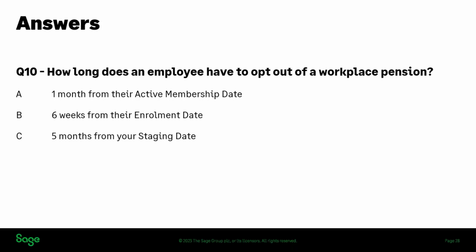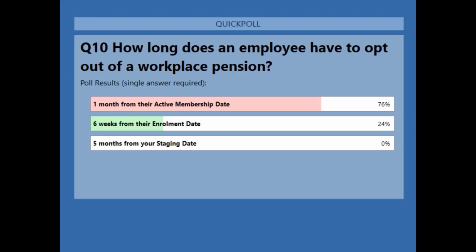Okay, so question number 10. How long does an employee have to opt out of a workplace pension? Was it 1 month from their active membership date? Was it 6 weeks from their enrollment date? Or was it 5 months from your staging date? So once again, we shall share the results. And once again, Duncan will reveal the answer shortly.